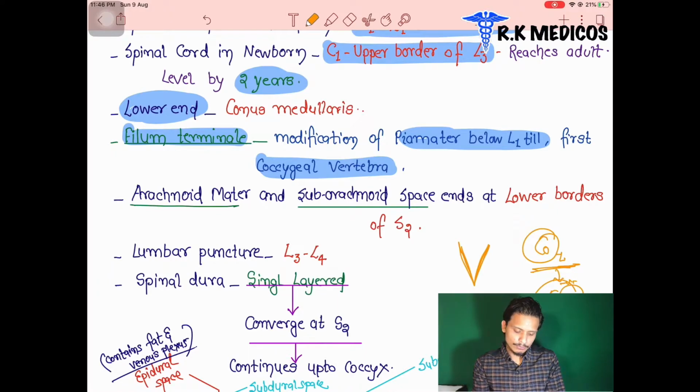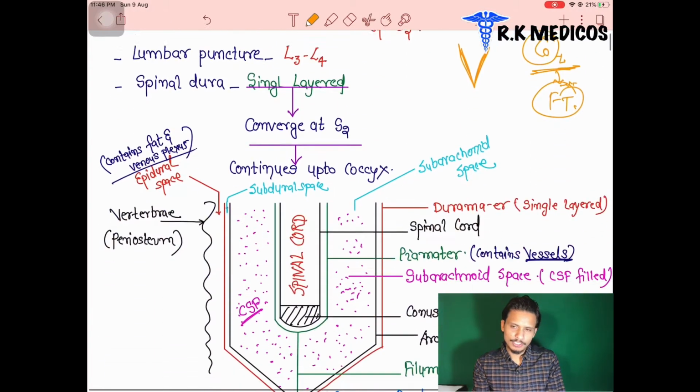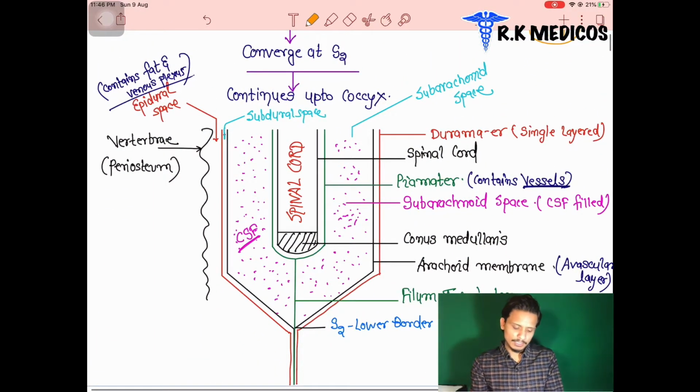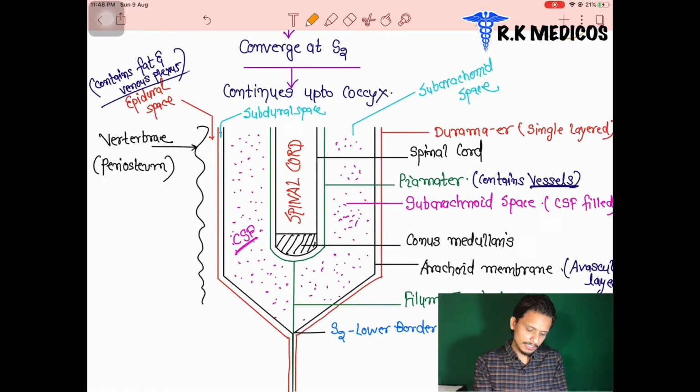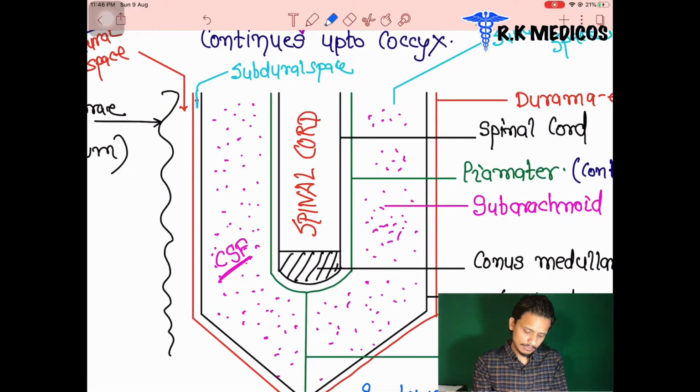Before we discuss in detail, you can see this picture here, and this picture is very important. Here is the spinal cord. You can see the spinal cord, and as I already told you, at the border of the spinal cord, you can see this is the conus medullaris.